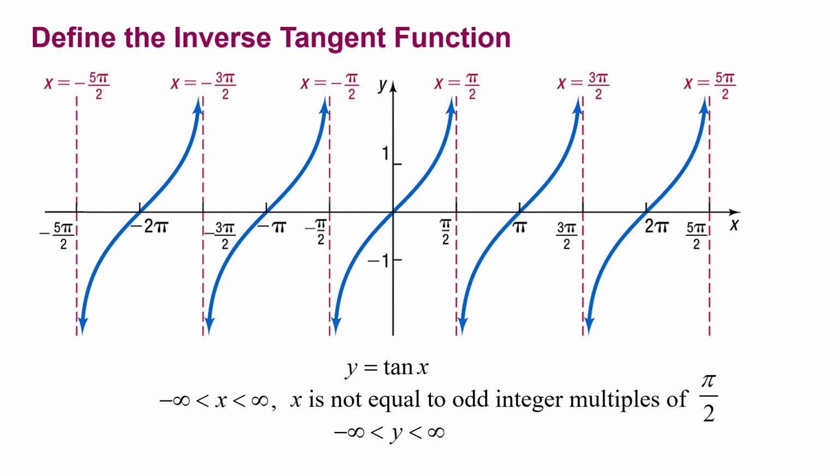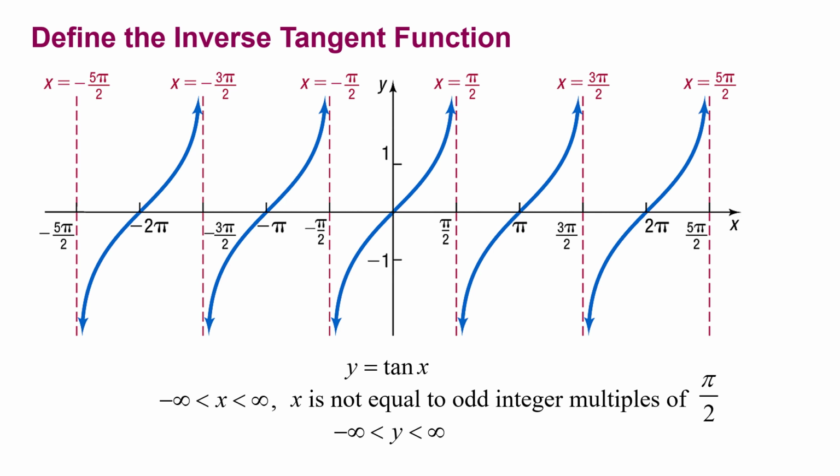In this image, we have the graph of the tangent function in the viewing window of negative pi over 2 to 5 pi over 2 for the x-axis and negative 1 to 1 for the y-axis. We note that there are vertical asymptotes at x equals plus or minus pi over 2, plus or minus 3 pi over 2, and plus or minus 5 pi over 2. And note that the function fails the horizontal line test and therefore is not 1 to 1.